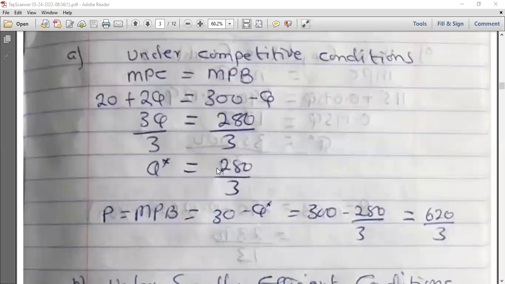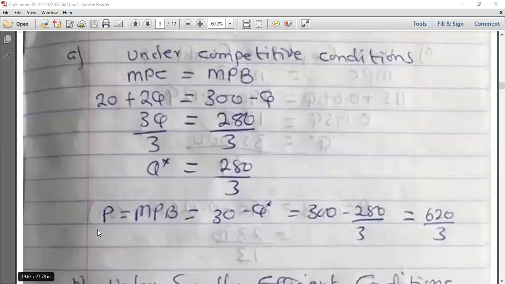Now, I normally leave it in this form because it's possible we need the value again to solve for another thing, just to avoid those marginal differences in answers. You can choose to write it in decimal form, but there'll be some margin of error. So you can just choose to simplify this. Okay. So this is the quantity that will be produced under competitive conditions.